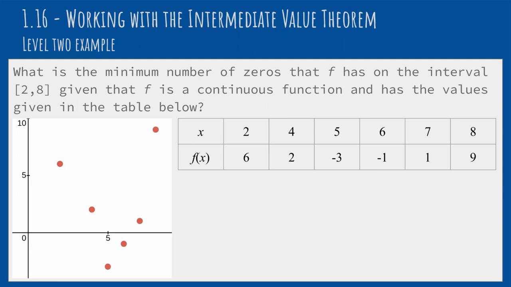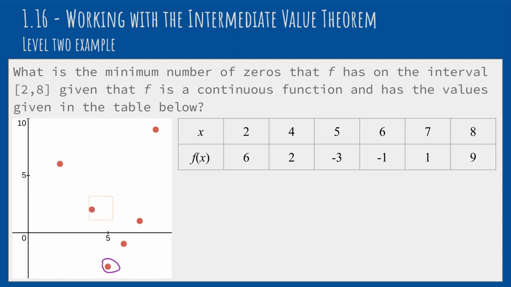And if f is a continuous function, we know that somewhere between this point and this point, we're going to have to cross the x-axis because f is a continuous function. We can't lift up our pencil, so we can't put a hole there and then jump over. That's not allowed with continuous functions. So we know somewhere between this point at (4, 2) and the point at (5, -3), we're going to have to hit the x-axis somewhere in there, at least once.